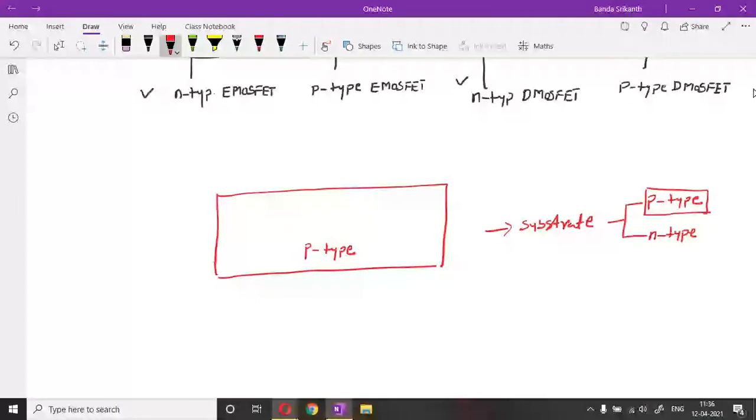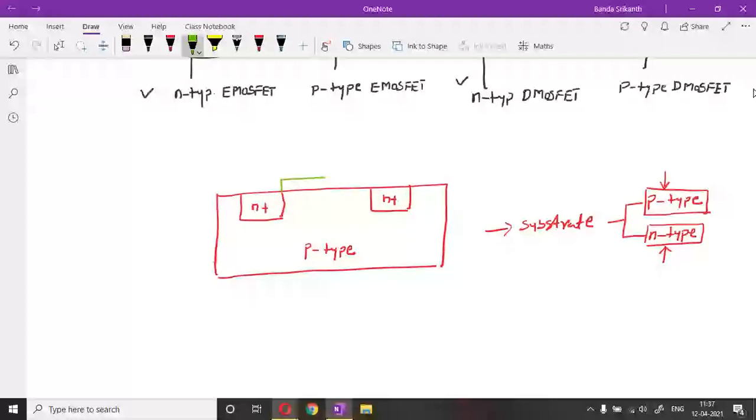If you want to manufacture an N type MOSFET, then you require a P type substrate. If you want to manufacture a P type MOSFET, then you require an N type substrate. Suppose this is a P type substrate, then you have to create the N plus source side and the N plus drain side. In future classes, we will see how the source and drain are introduced into the substrate.